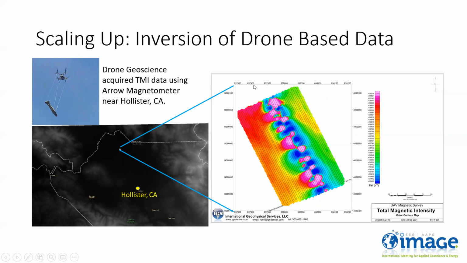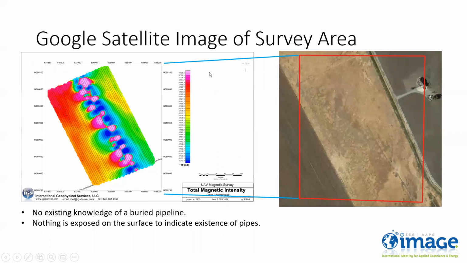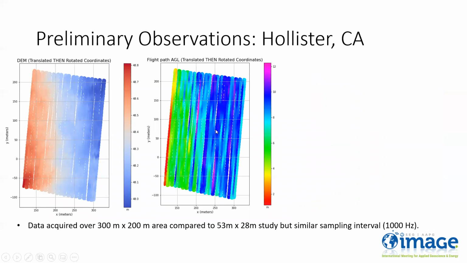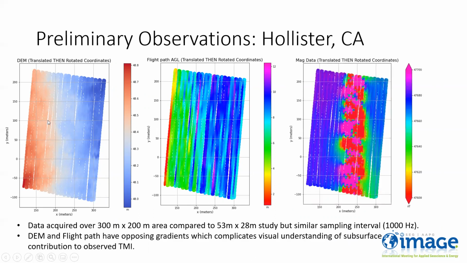Now, when we look at the satellite image of the survey area, there is nothing exposed on the surface to indicate the existence of buried pipes. Prior to the data acquisition, there was no existing knowledge of buried infrastructure of any kind over here. The acquired dataset is approximately a 40-fold scale-up in size compared to the prior dataset. And the flight height above ground level in the middle picture here increases from left to right, while the surface topography, which is the left panel, has an opposing gradient. And this, of course, complicates the interpretation of the observed magnetic data through visual means.